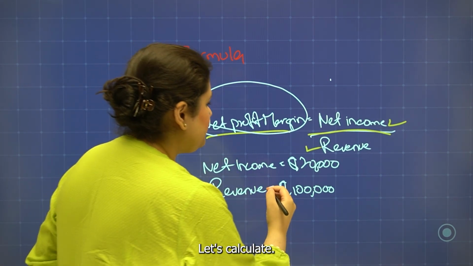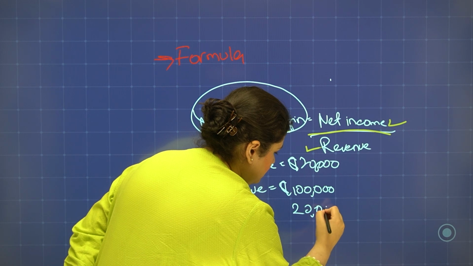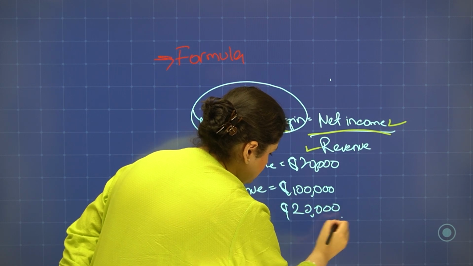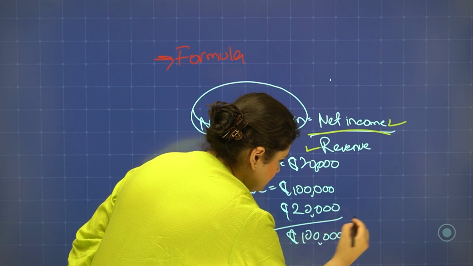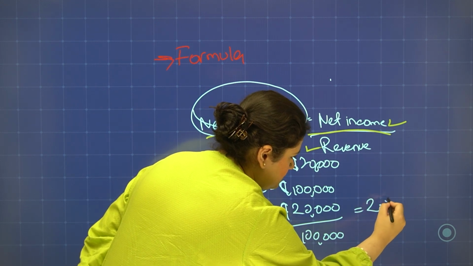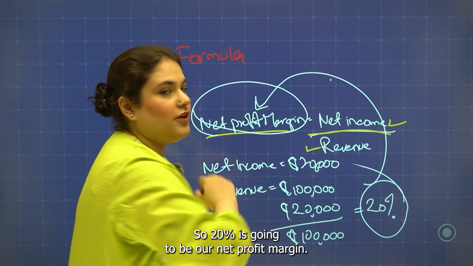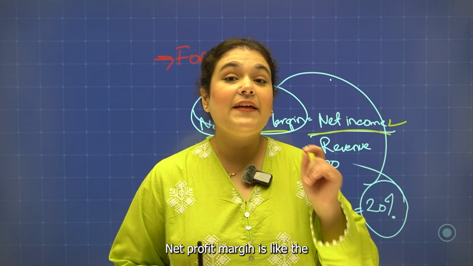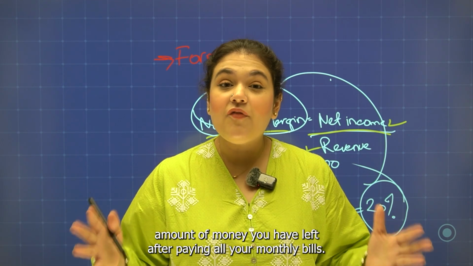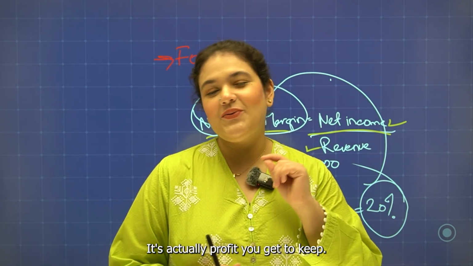Let's calculate. So 20% is going to be our net profit margin. Net profit margin is like the amount of money you have left after paying all your monthly bills. It's actually profit you get to keep.